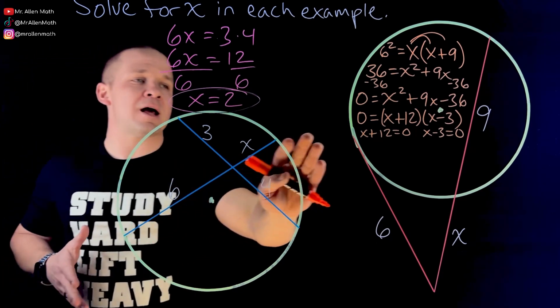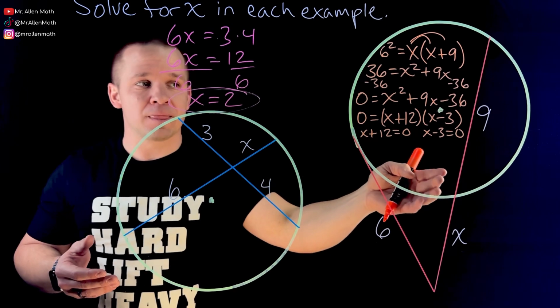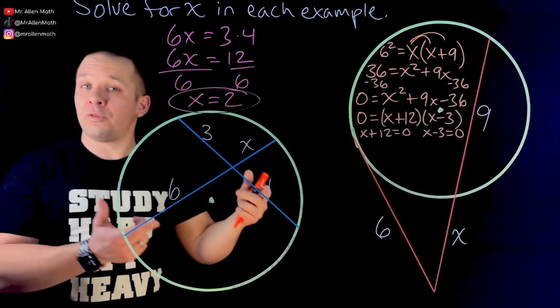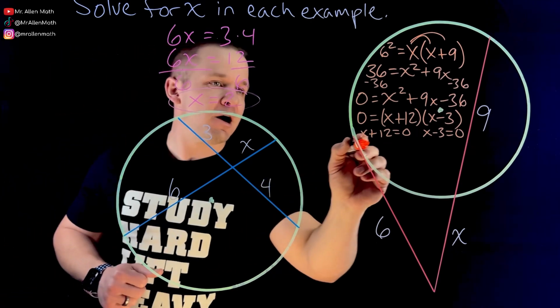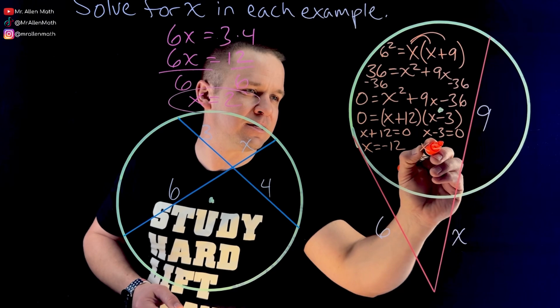So I like to write it out to remind myself the whole reason I factored in the first place was to get each individual factor equal to 0. Because if one of those is 0, the whole thing is 0, right? That's math, baby. All right, subtract 12. I get x equals negative 12 and x equals positive 3.